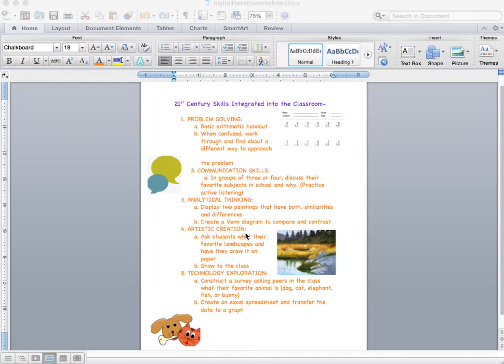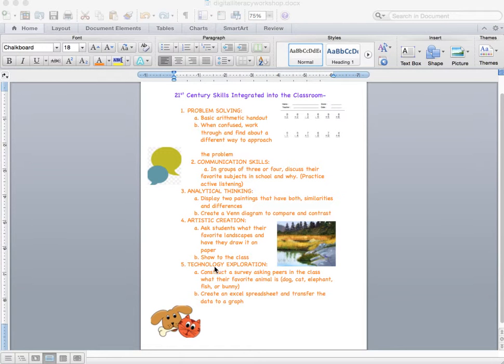For artistic creation, I would ask my students to think of maybe what their favorite landscape is, what their favorite vacation spot is, and I would ask them to draw it on a piece of paper and then show it to the class. This is not only a way to get their minds thinking in an artistic way, but this is also a good way for them to work on their public speaking skills, since I would ask them to show it to the class and explain it. And it's also a good way, again, for their peers to work on active listening.